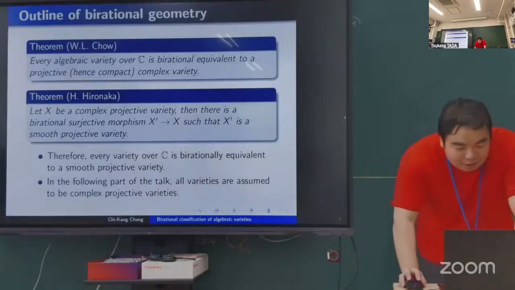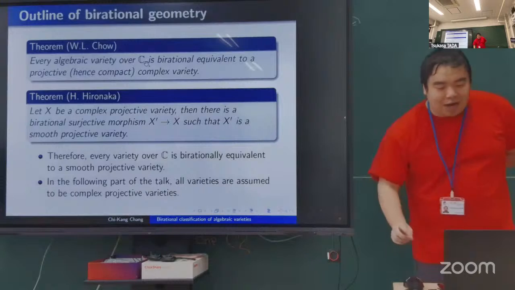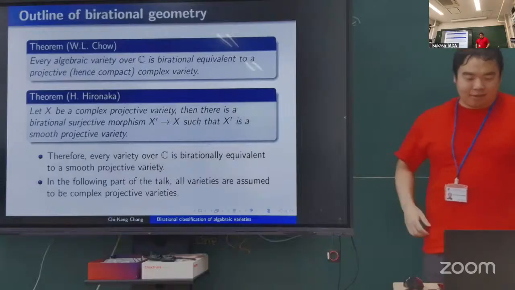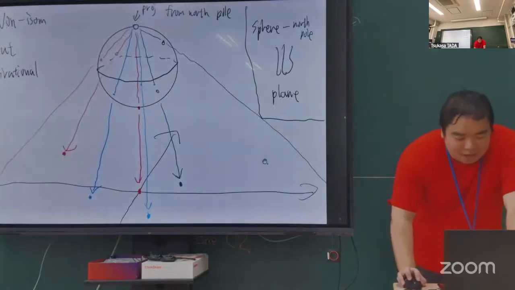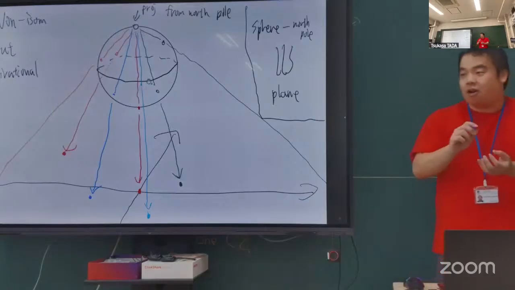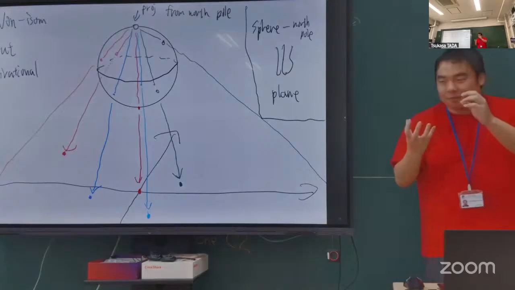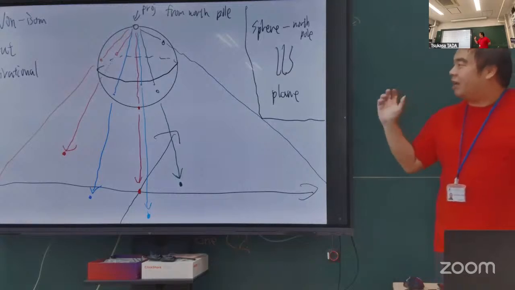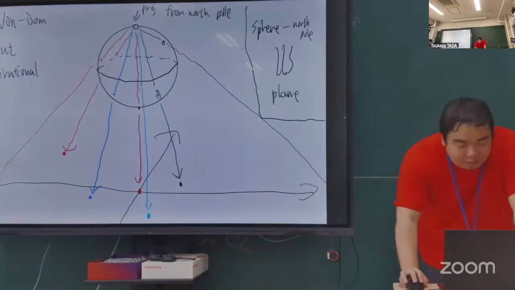The first one is the theorem proved by the Chinese mathematician Wei-Liang Chow. He proved that every algebraic variety over the complex numbers is always birationally equivalent to a projective, hence compact, complex variety. That is a compactification. For example, the compactification of the plane is the sphere. Because we can regard the sphere as adding the infinity point to the plane, and then the plane with one more point at infinity becomes the sphere. This point is the infinity point. So the sphere is a compactification of the plane.